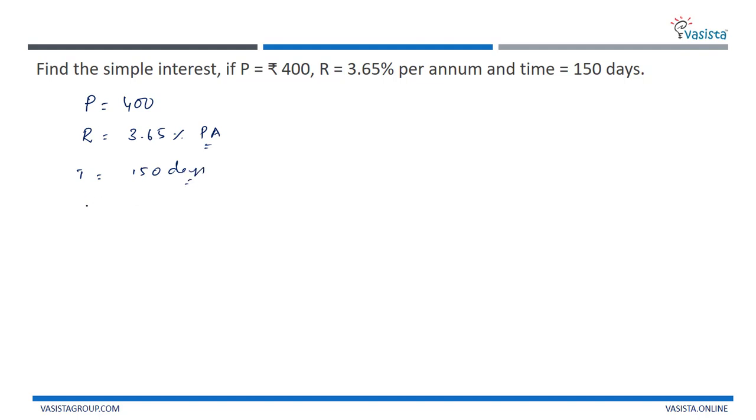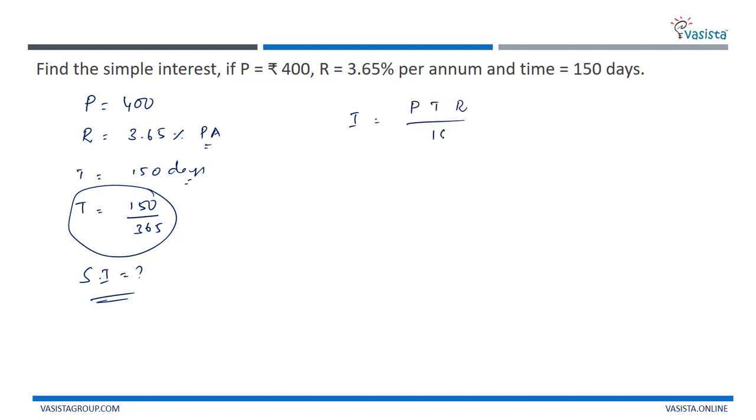That I need to convert in terms of years. That is, t is equal to 150 divided by 365. Now we are supposed to find the simple interest. Let me calculate that. We know that simple interest is equal to PTR by 100. Now P is 400, t is 150 by 365, into R, which is 3.65, that divided by 100.